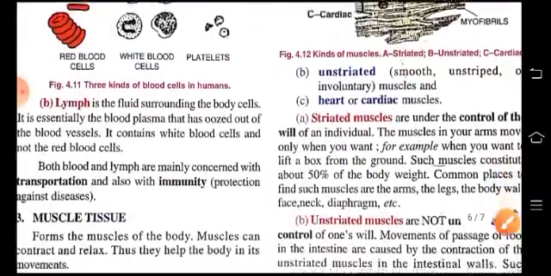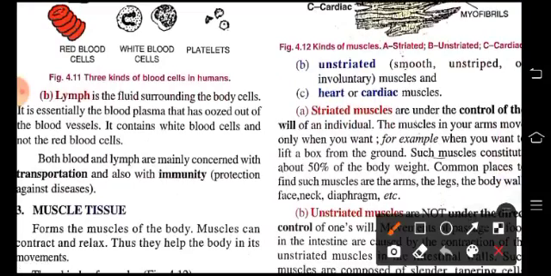Next is the lymph, which is the fluid surrounding the body cells. It is essentially blood plasma which has oozed out of the blood vessels. It contains white blood cells and no red blood cells are present. So both blood and lymph are mainly concerned with the transportation and also with the immunity of the body.